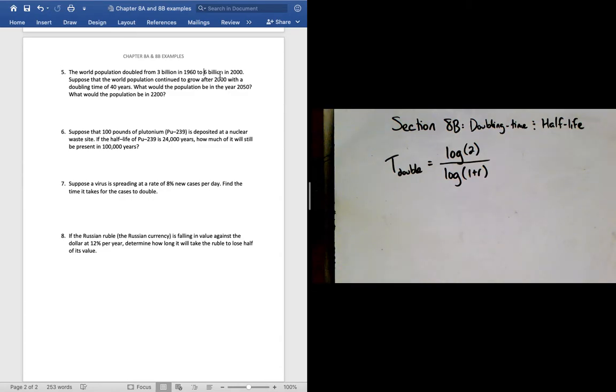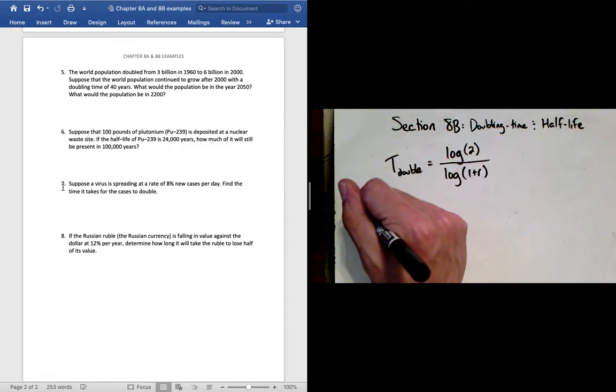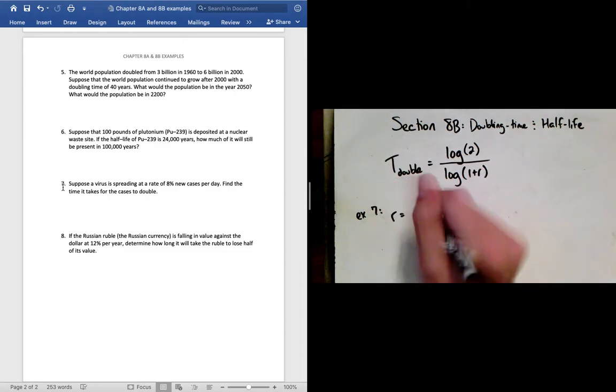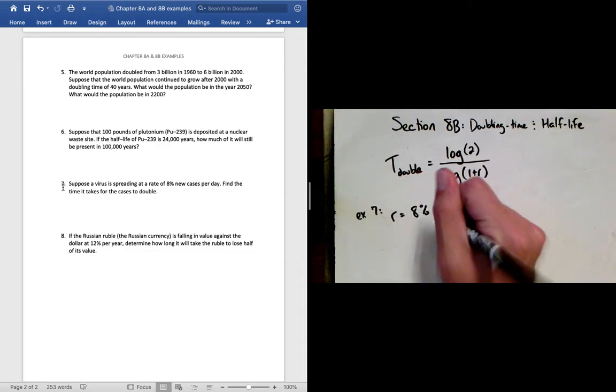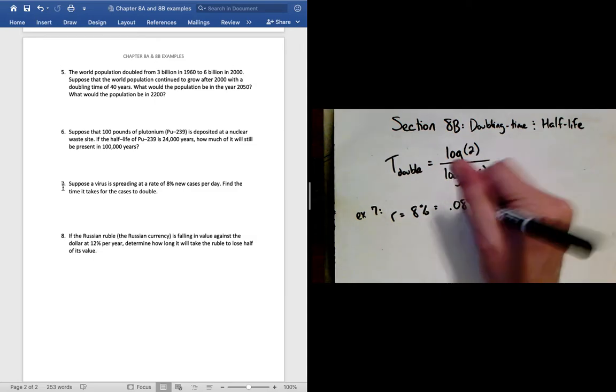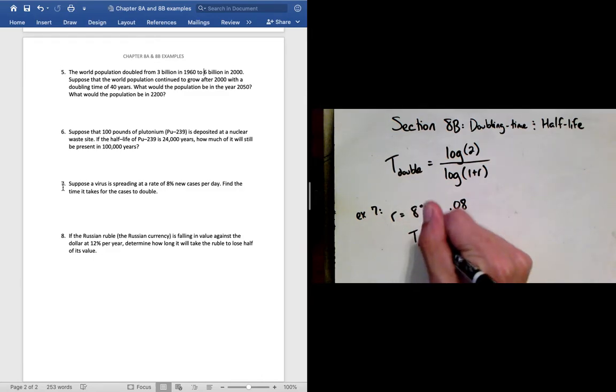We're actually going to skip around, sorry, and we're going to look at example 7 first, before we look at example 6. Example 7 says, suppose a virus is spreading at a rate of 8% new cases per day. Find the time that it takes to double. And so our r value in this problem is 8%. That's our growth rate, which we can express as 0.08. To find the doubling time, we simply plug it into our formula.